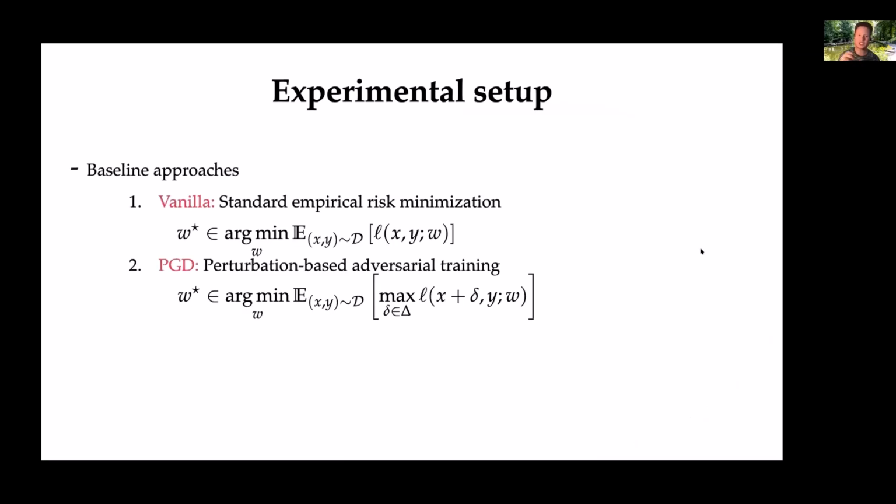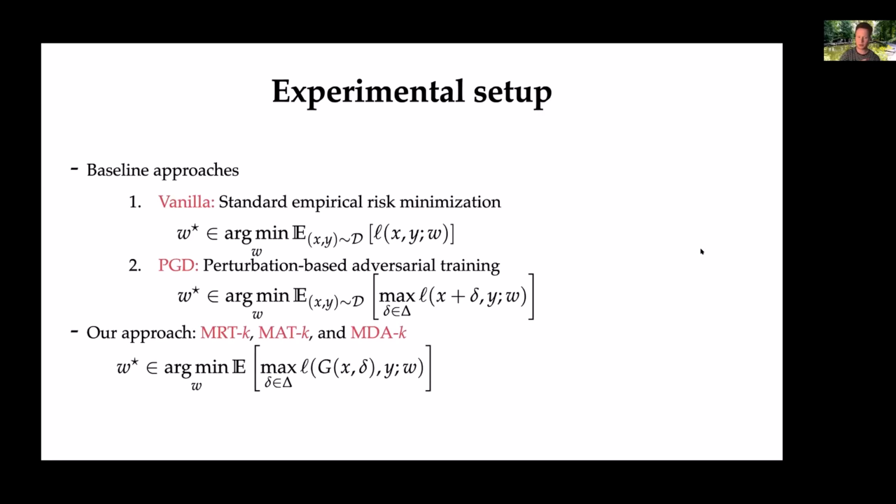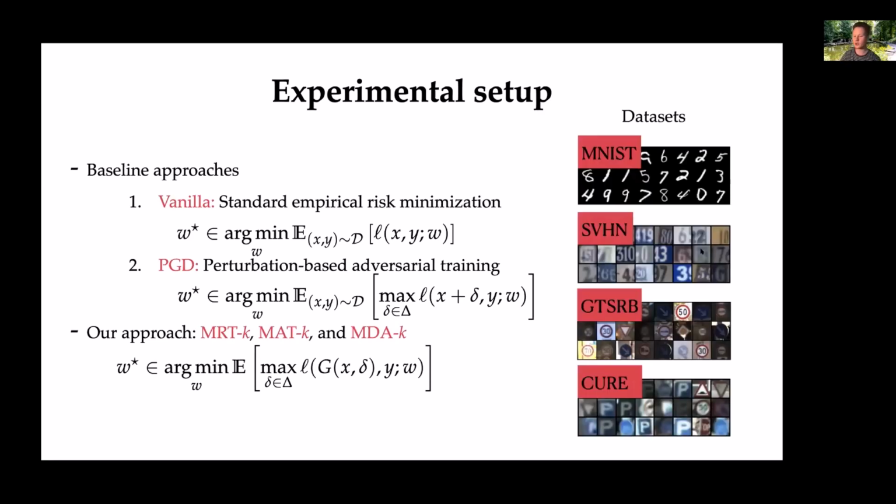So in these experiments, we're going to compare all of the methods that I had on the previous slide to two baseline approaches. The first is just standard empirical risk minimization with something like SGD. And the second is the PGD algorithm, which is designed to provide robustness against adversarial examples. And we're going to compare those again to our algorithms. And we're going to do this over a range of different data sets, as you'll see.